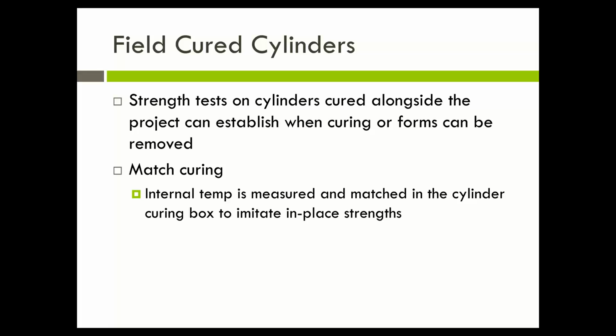We can also do match curing. This is where equipment is set up that measures the temperature of the concrete member that's being cast, the footing or slab or wall or column, and then uses a control system to keep the cylinders at that temperature. And then we break those. We get a better estimate of what our strengths are.